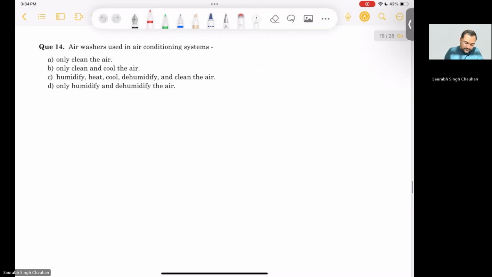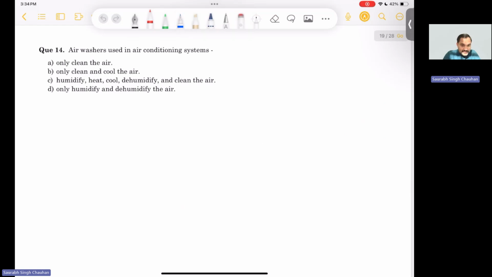Question 14 says air washers are used in air conditioning systems for what purpose? Part A says they only clean the air. Part B says they only clean air and cool the air. Part C says they do humidification, heating, cooling, dehumidification, and clean the air. And the last part says only dehumidification and humidification. So the answer is part C.